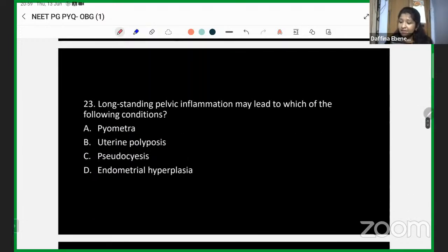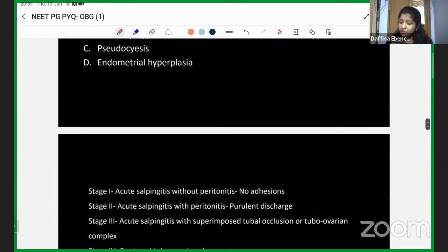Long-standing pelvic inflammation may lead to which of the following condition? This is a very straightforward question. The answer is pyometra. Pyometra is collection of pus in the uterine cavity. Any form of long-standing PID or any other form of lower genital tract infection can lead to pyometra.